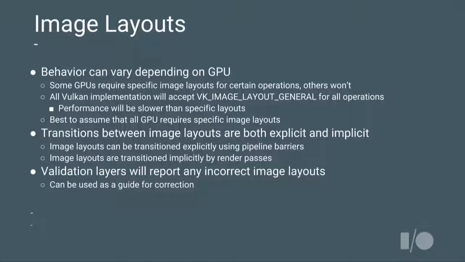Transitions between image layouts are both implicit and explicit. Image layouts can be transitioned explicitly using pipeline barriers, and they can also be transitioned implicitly by render passes. How that happens is there's a field inside the subpasses that asks what you want this to be once you're done.